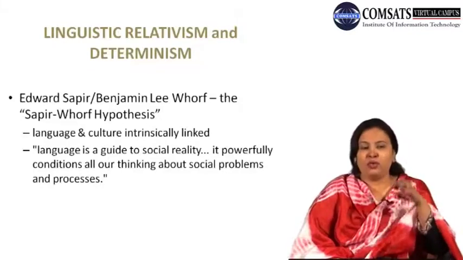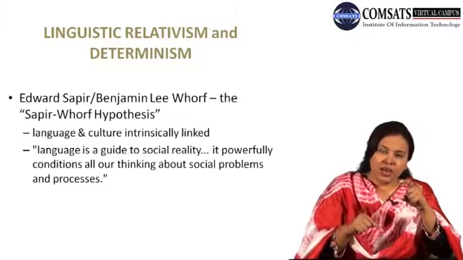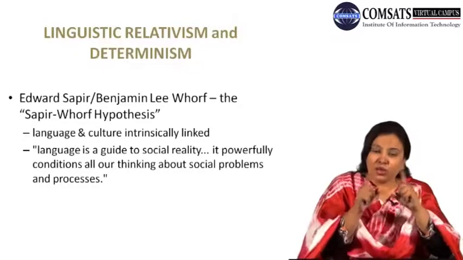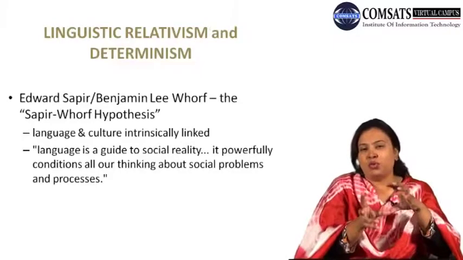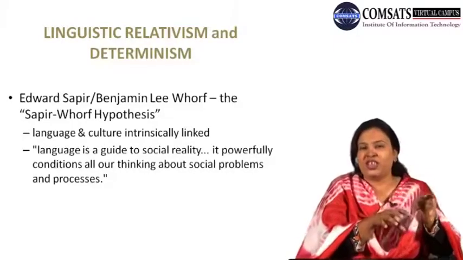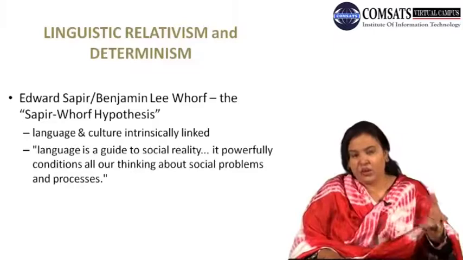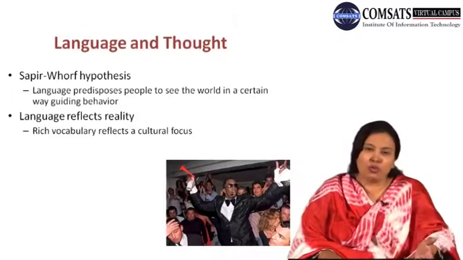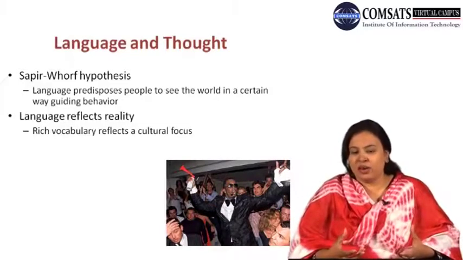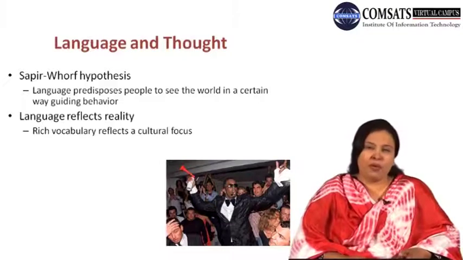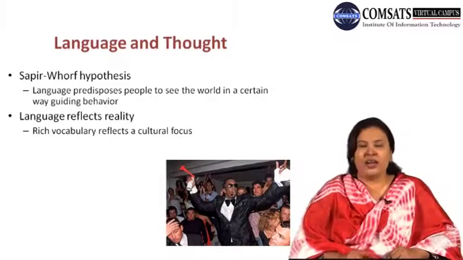If living in a society, we acquire the language of that society, then we are bound to think and use language to think about social phenomena according to the language we have. And we cannot think about that society or culture beyond the language to which it is associated. So language determines culture, language determines society, and language shapes our thinking about a society as well. This idea is known as the language and thought relationship, based on the Sapir-Whorf hypothesis, that language predisposes people to see the world in a certain way, guiding behavior.